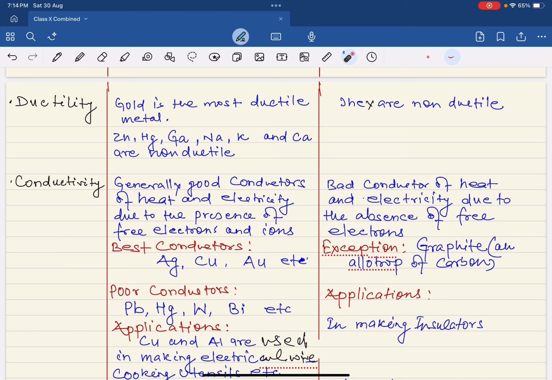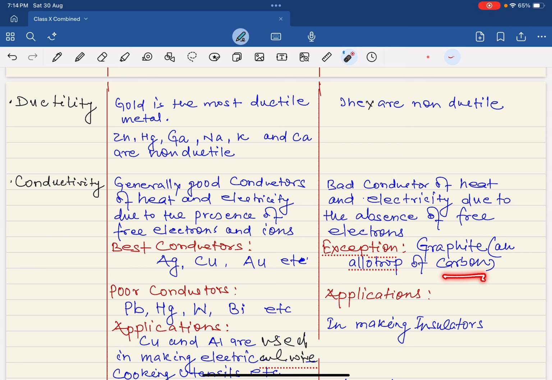The best conductors are silver, copper, and gold, and non-metals are bad conductors of heat and electricity due to the absence of free electrons. Exception: graphite, which is not a metal but is an allotrope of carbon. We know carbon has 2 allotropes, graphite and diamond. Graphite is soft and diamond is hard.